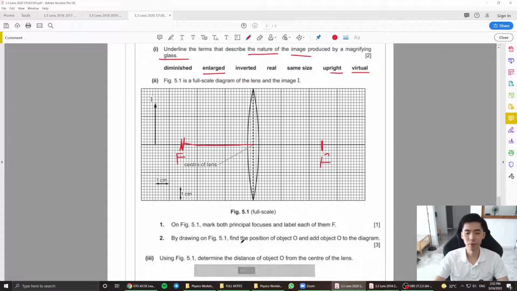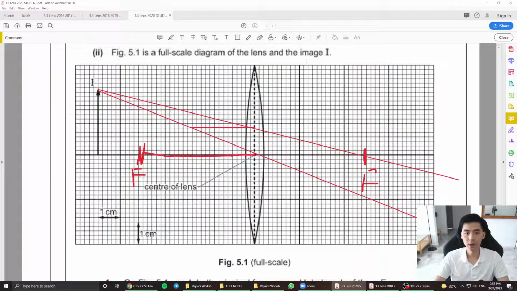By drawing on figure 5.1, find the position of object O for the image here. So basically what you have to do is you first have to yet again draw one direct straight line here, right? Then after that, with this here, you're supposed to draw one more straight line and find where the object O is. Sorry. You have to cut through the principal focus, right? Because if you think about it the other way around, it's just a matter of working backwards here. From here, once you have this already, you just need to be somewhere around here. Okay, and this is essentially where your object should be, right?